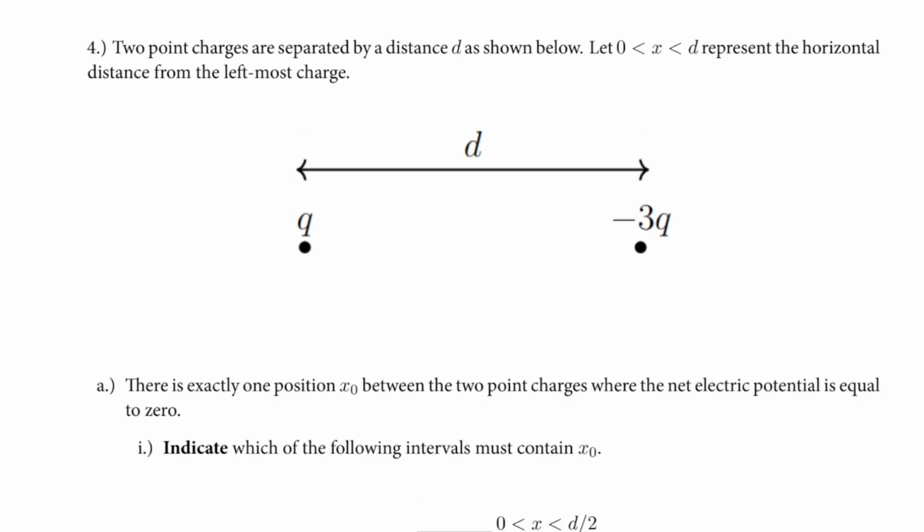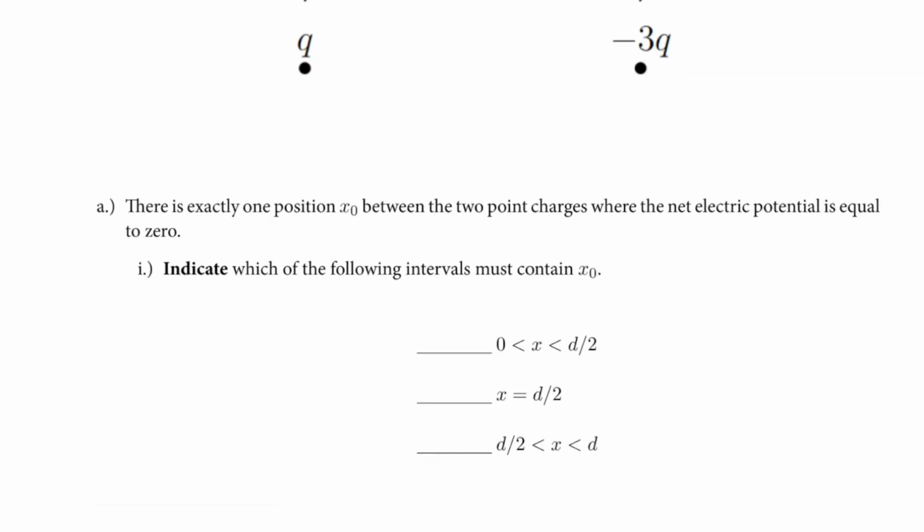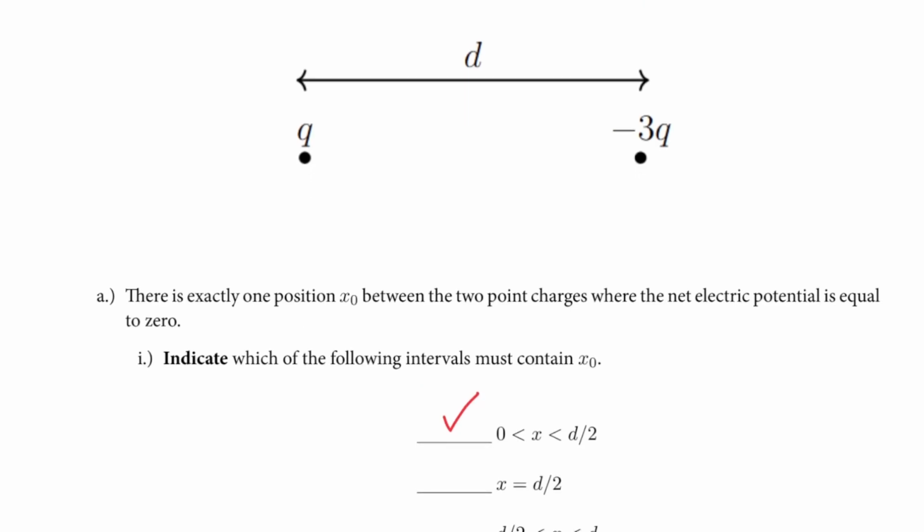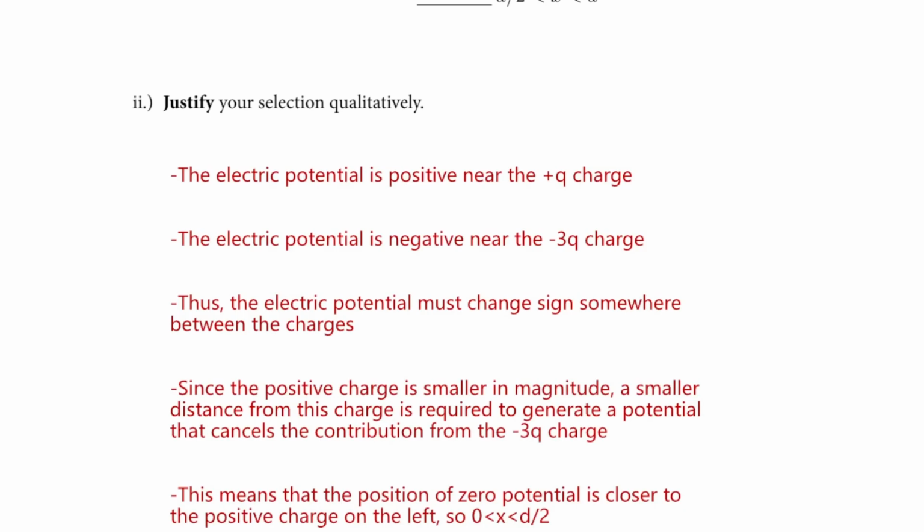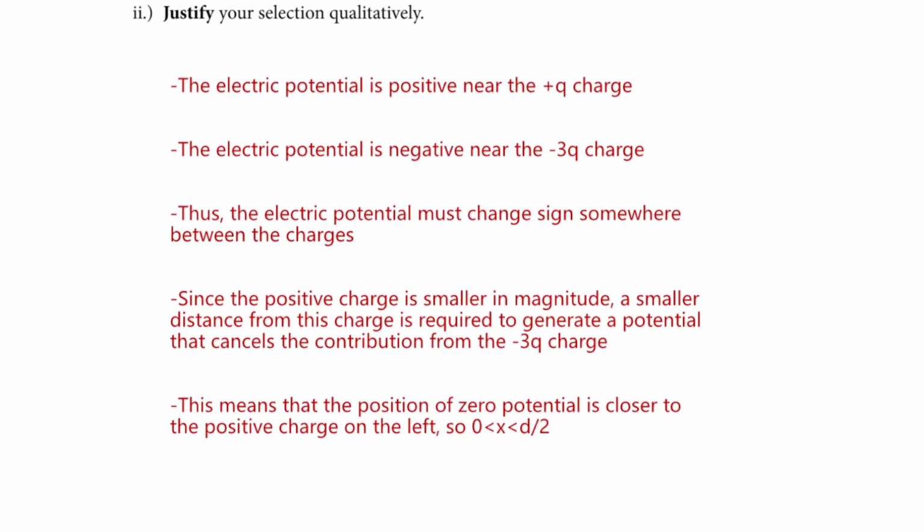Well, the negative spike is bigger. So what that means is that in order for my positive charge to generate enough potential to counter that, I must be closer to the positive charge. Because the negative charge generates a larger potential at the midpoint. You could also look at the midpoint if you wanted to. I could say at the midpoint, it's going to be negative potential because I'm feeling the effect of the negative 3q more.